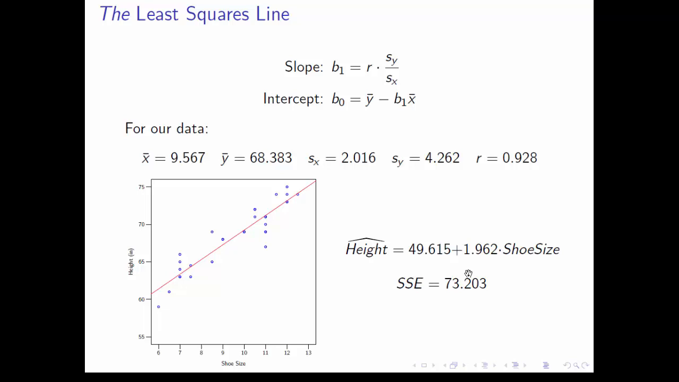So indeed, there is no other line that has a smaller SSE. This is the line of best fit.